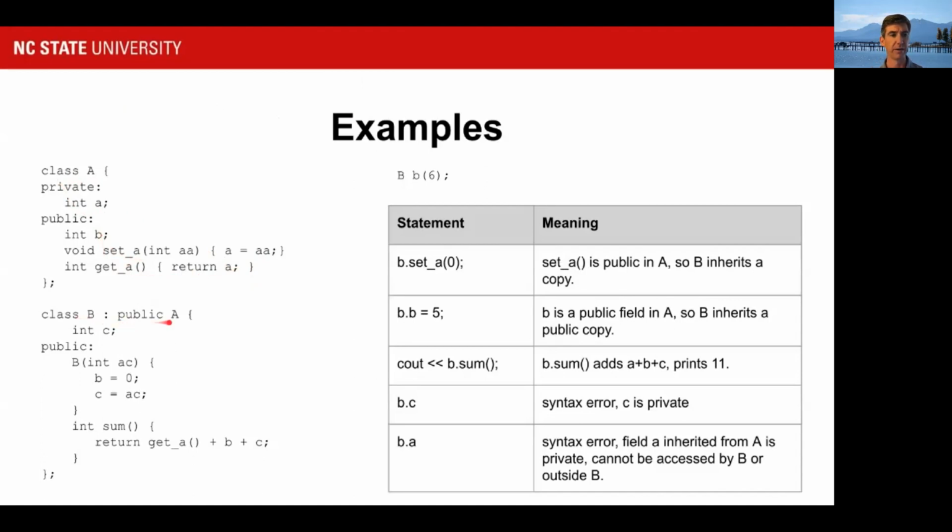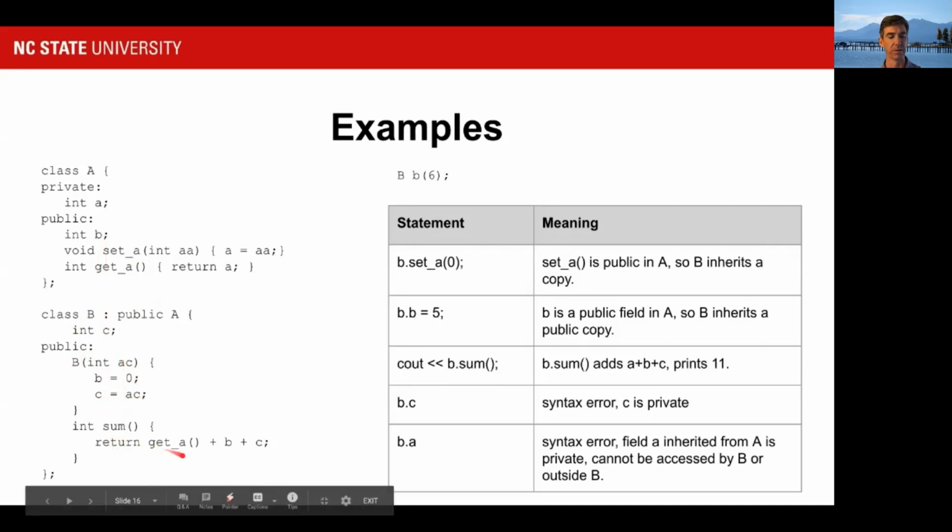And then class B inherits from class A. And inside class B, there's a private field C. And then B has a constructor that'll initialize the B field from A to 0 and field C to some value we pass in. And then there's this function sum that'll add up A, B, and C.